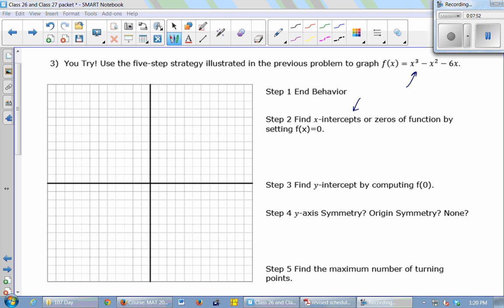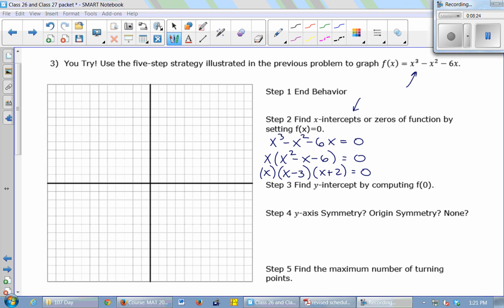All right, and then we find x-intercepts by setting the function equal to 0 and solving. So we've got x cubed minus x squared minus 6x equals 0. Factor out an x because there's an x in every term. And then that quadratic in parentheses can factor even further, and that would factor to x minus 3 times x plus 2.